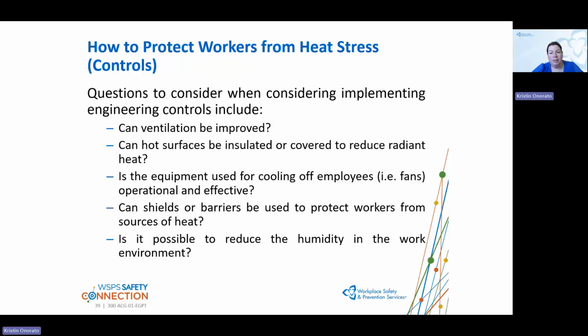Is there a way to reduce the humidity? Again, humidity is a big one, right? So the less humidity we can have in the facility, the potentially less heat we can have in the facility as well.